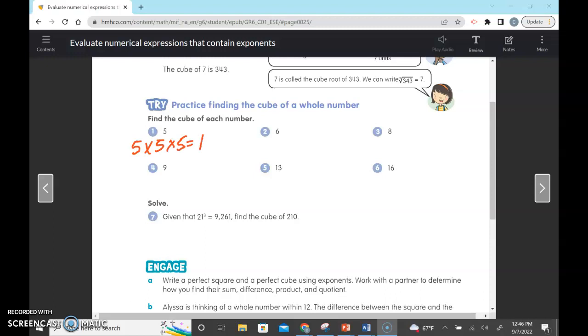And that's going to give me 125. Okay, so we could say 125 is a perfect cube. Why a perfect cube? Because you're multiplying 5 by itself 3 times. So let's take a look at number 5 there, 13. So finding 13, we can do 13 to the power of 3, or we can do 13 times 13 times 13.